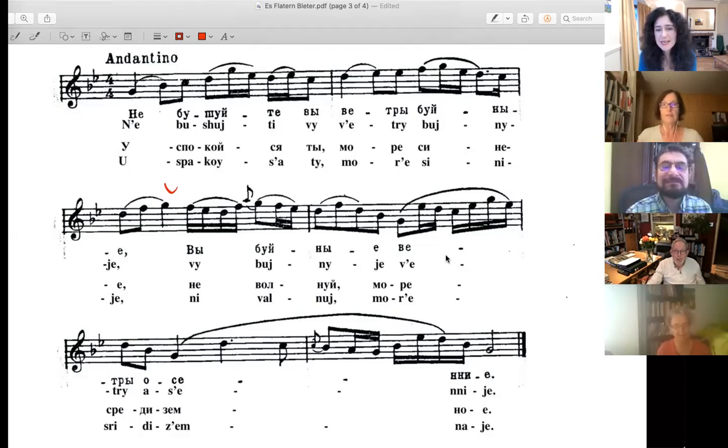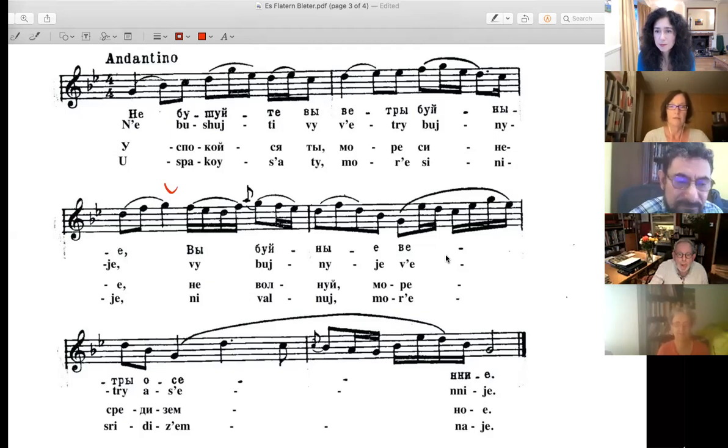I'll do it one more time. Море синее. Море is sea, синее is blue. So calm down, you blue sea. Get calm, you blue sea. I suggest we just sing that. Let's go.